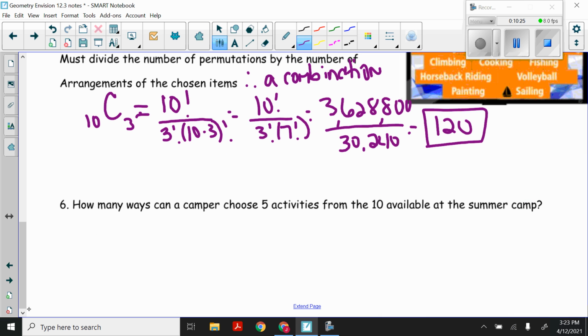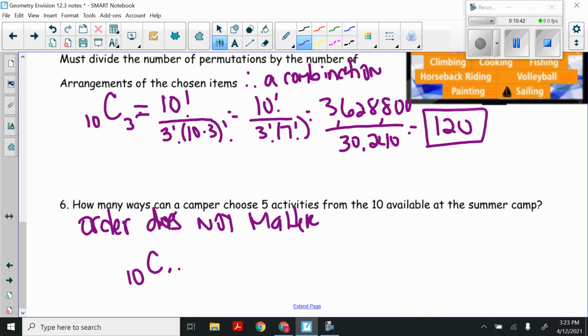Now it says, how many ways can a camper choose 5 activities from the 10 available at summer camp? Again, order does not matter. Therefore, we're doing a combination. I still have the 10 to choose from, but this time I'm choosing 5. We put this in our calculator, and our calculator tells us it's 252.